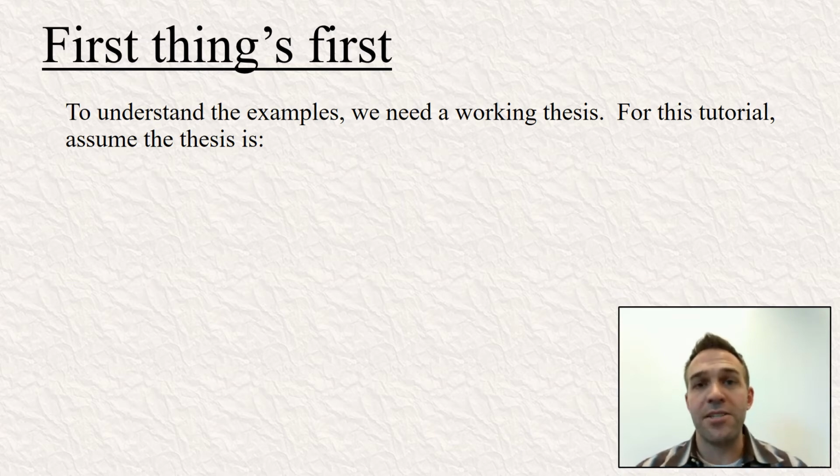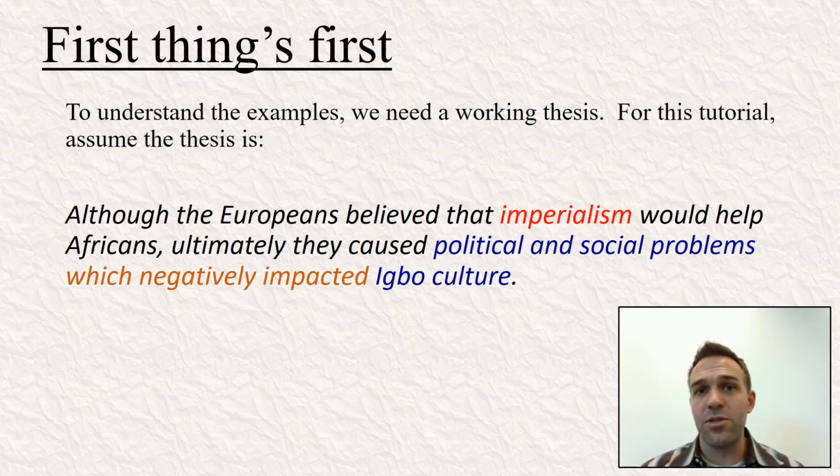In order to understand the examples we're going to use, we need a working thesis. This thesis was built in our thesis tutorial, so if you don't know where this came from, you can go back and watch that to understand how we constructed this thesis. Little disclaimer, don't use this in your paper, everyone's seen it. Anyway, the thesis is, although the Europeans believed that imperialism would help Africans, ultimately they caused political and social problems which negatively impacted Igbo culture. Keep this thesis in mind. We're going to create a topic sentence that will support it.